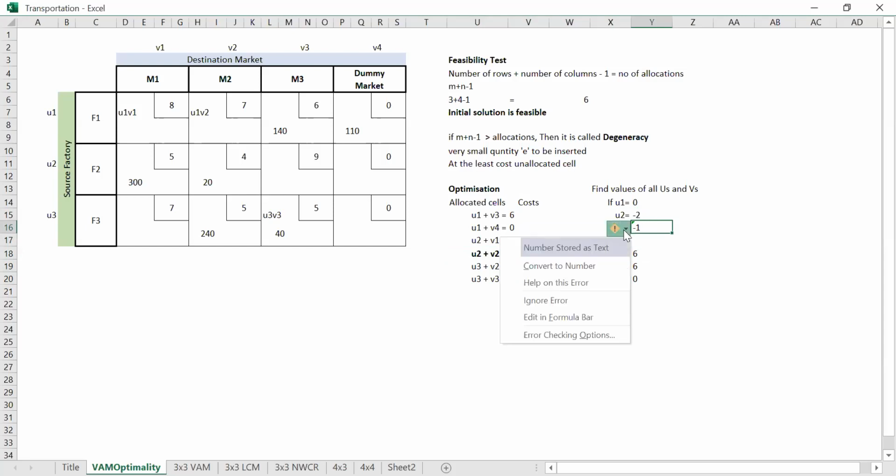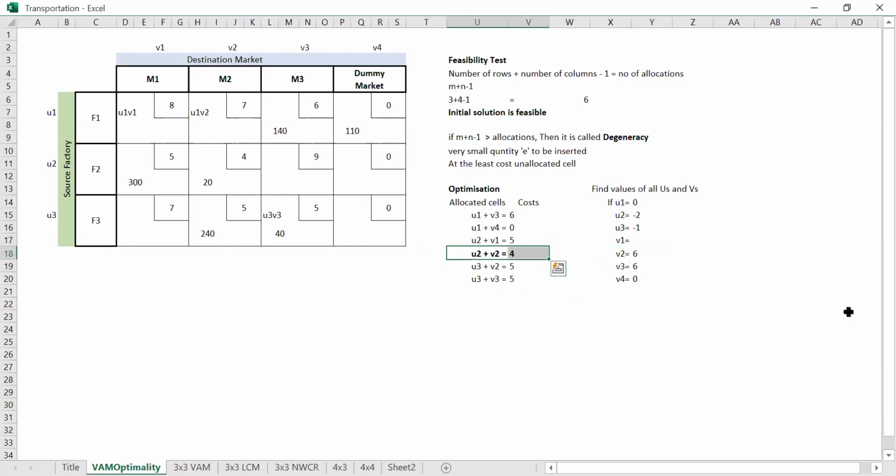To make it clear, I'm just ignoring the error shown here. So U2 is found to be minus 2, and U2 and V1 is 5. So minus 2 plus 7 will be equal to 5. So V1 is equal to 7. So these are the values of U's and V's if we start with U1 equal to 0. So just repeating, we have converted allocated cells into equations based on the generic cell address, and started with U1 equal to 0 and found out the rest of the values.